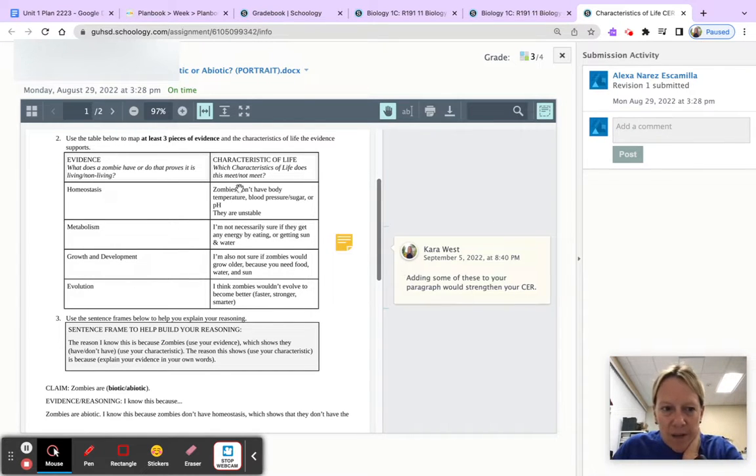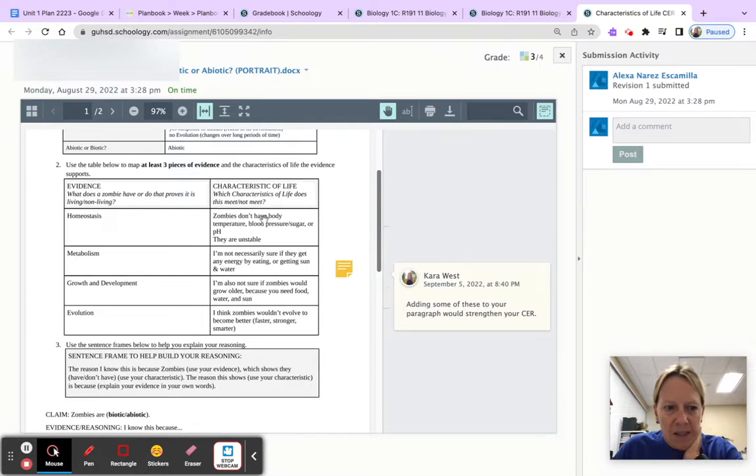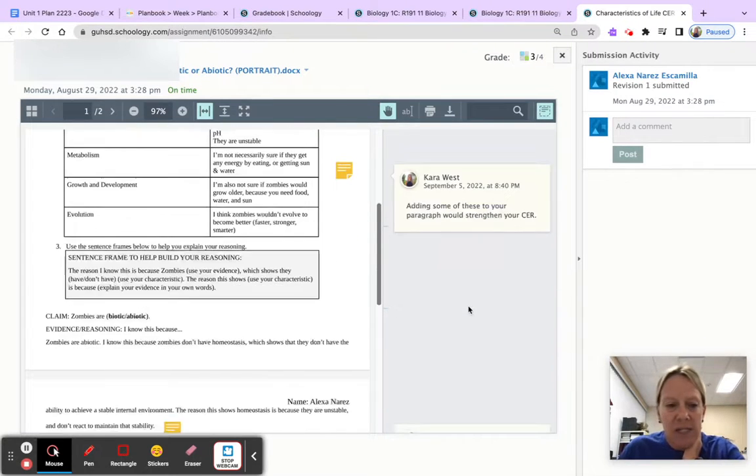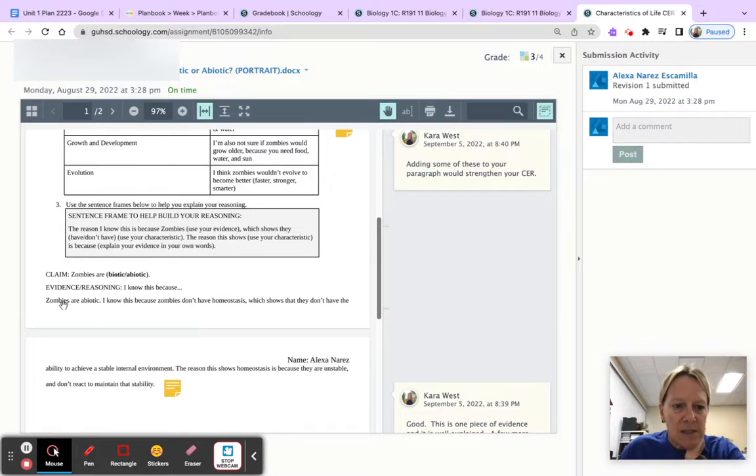comment right here, and you can see that this student has lots of pieces of evidence here and some backing up of explaining how it meets or does not meet the characteristics of life. And I added a comment that said, adding some of these to your paragraph would strengthen your CER. And the paragraph down here says, zombies are abiotic. So that's the claim. And remember, the student got an exceeds expectation on that. I know this because zombies don't have homeostasis, which shows that they don't have the ability to achieve a stable internal environment. The reason this shows homeostasis is because they are unstable and they don't react to maintain that stability.